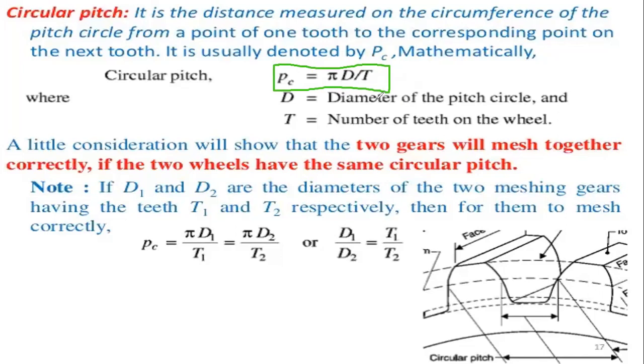So here capital D is taken as the diameter of the pitch circle and capital T is the number of teeth on the wheel.